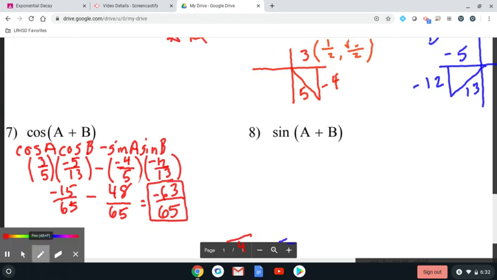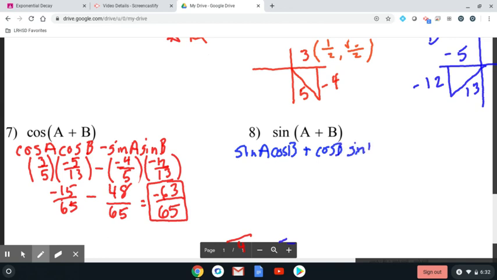All right, so we're going to do the same exact thing with problem number 8. Now, number 8, you're just working with sine, so just be careful with the identity that you're going to use. You're going to have sine of A times cosine of B plus cosine of B times sine of A. All right, so then if we look for sine of A, we're going to look at that red triangle. So that's going to give us y over r. Cosine of b, I'm going to look at the blue triangle. That gives us a negative 5 over 13.